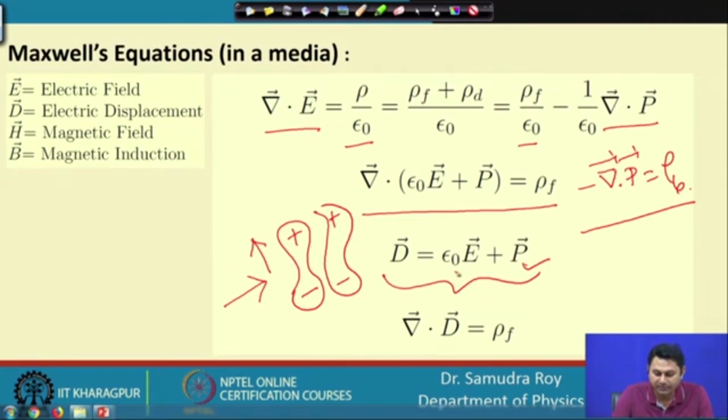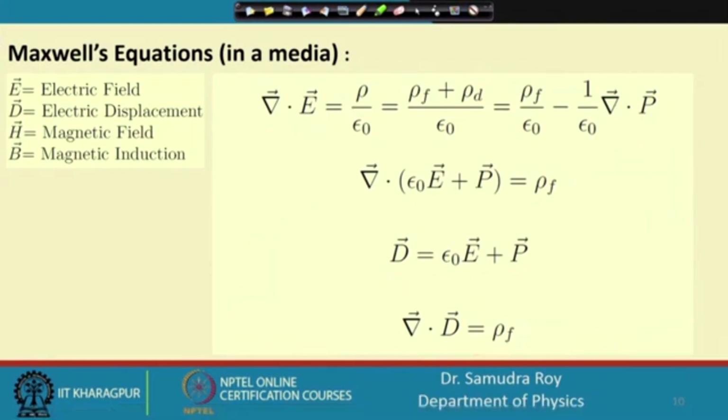So, when we have this term, my expression grad dot E is now replaced by a new equation, grad dot D equals rho f. So, inside the medium, instead of using grad dot E equal to rho by epsilon 0, it is better to use this equation. This is the first equation that is modified in Maxwell's equations in this particular case. In this form we can see that grad dot D is now represented with rho f.